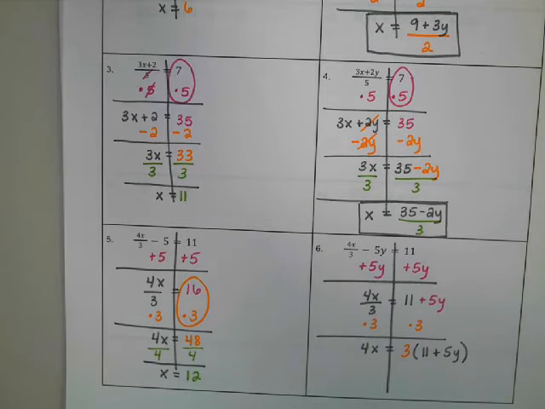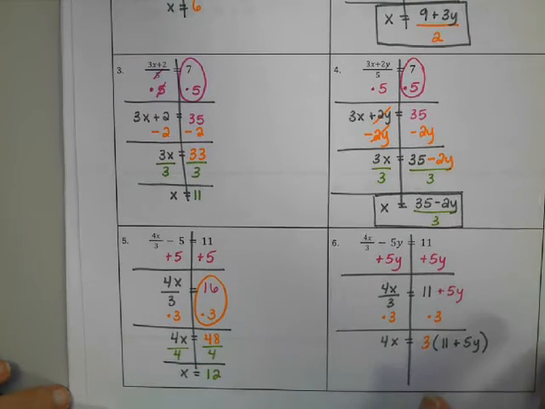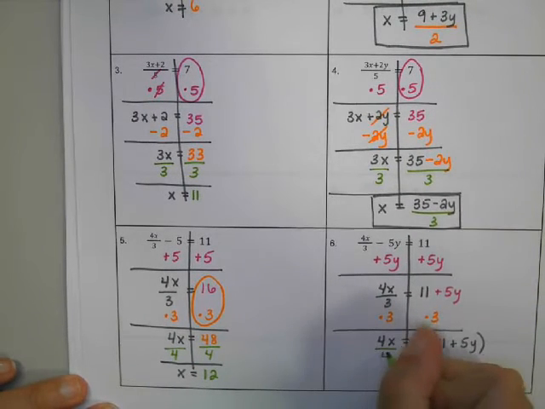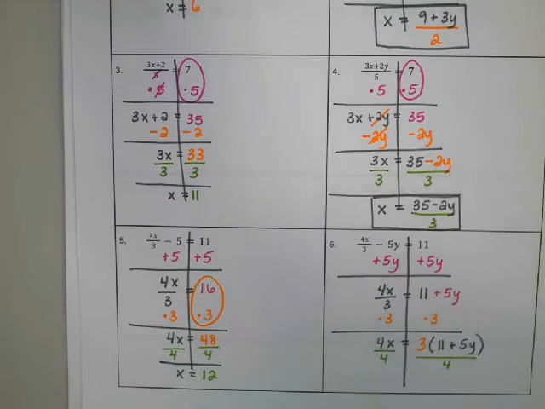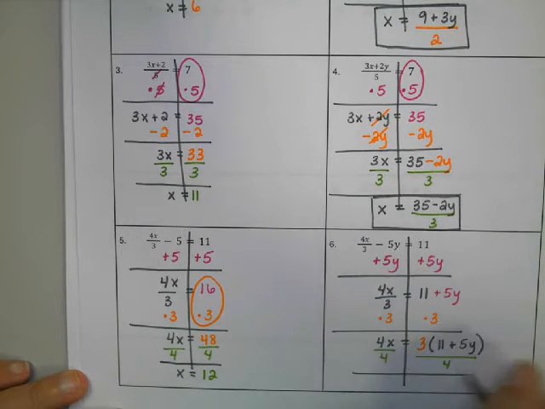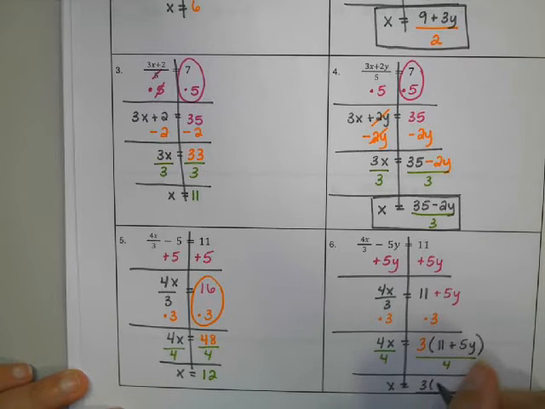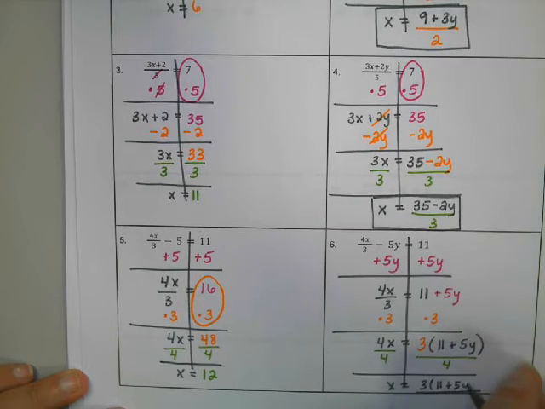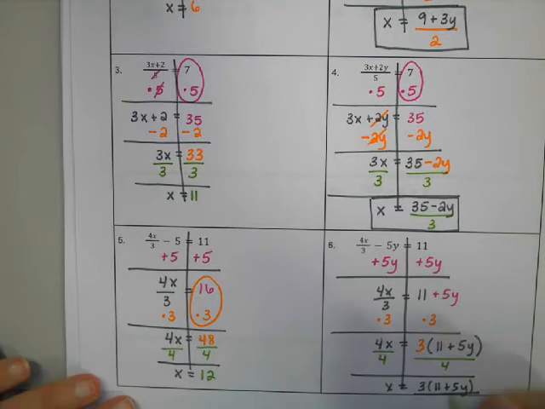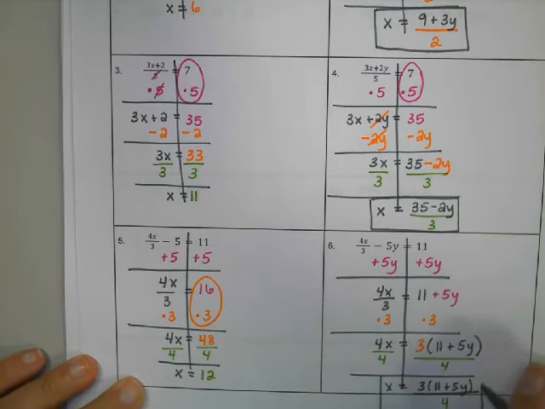Next, I'm going to divide by 4, just like here I divided by 4. So if I divide by 4 in this problem, since 3 does not divide nicely by 4, this is not something that I'm going to simplify. So I'm just going to bring down the 3 parentheses 11 plus 5y and write divided by 4 underneath, and that is my answer.